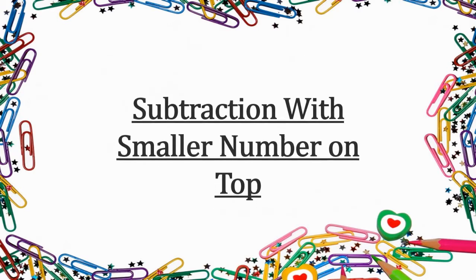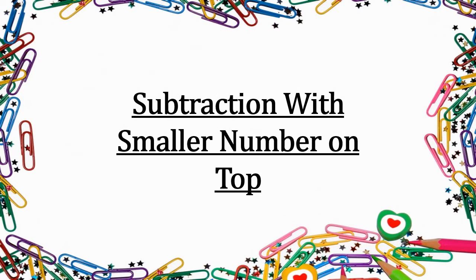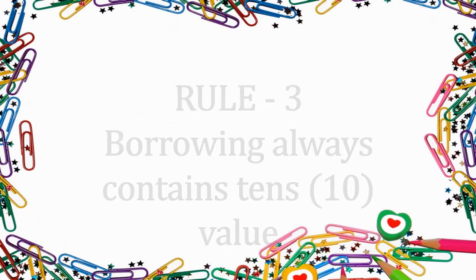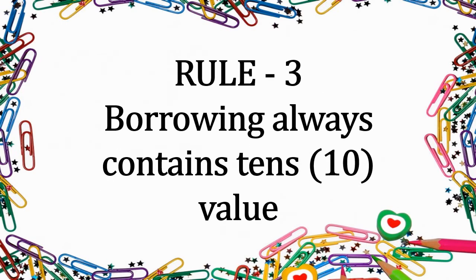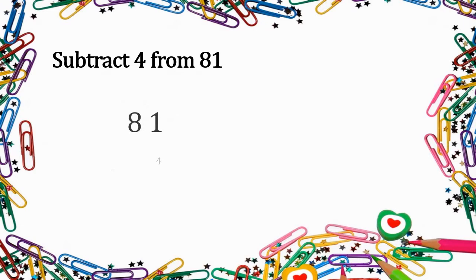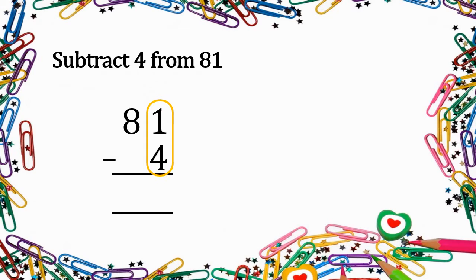Subtraction with smaller number on top. Rule 3. Borrowing always contains tens value. Subtract 4 from 81. 81 minus 4 is equal to... Now how can we subtract the bigger digit, that is 4, from the smaller digit 1, unless we borrow?